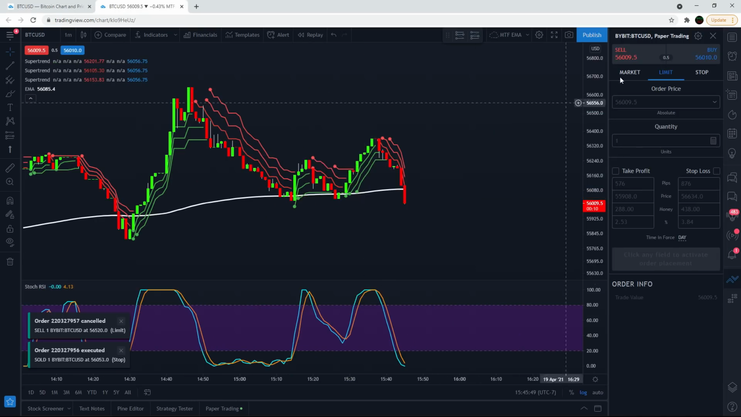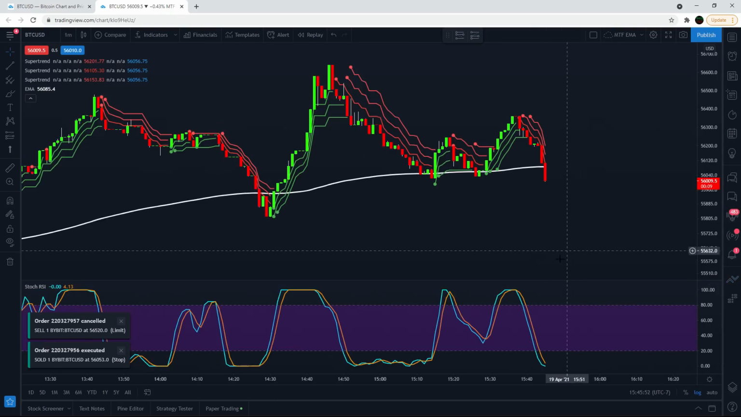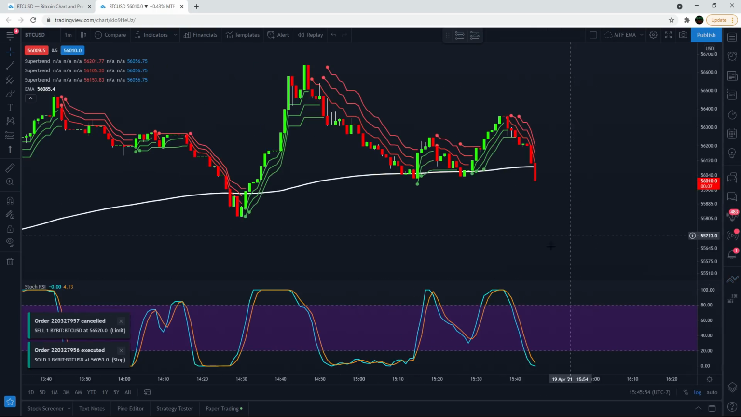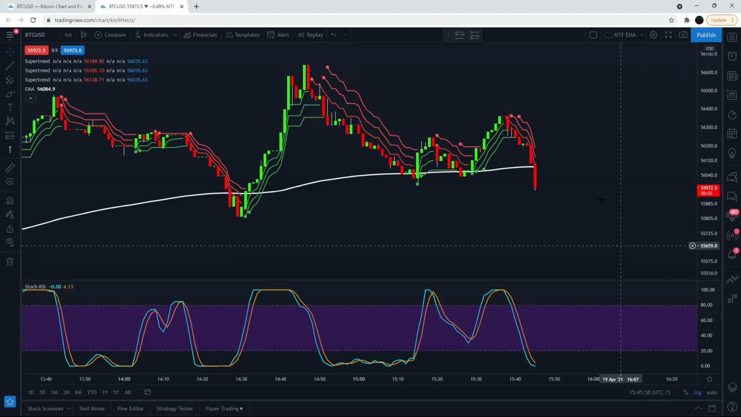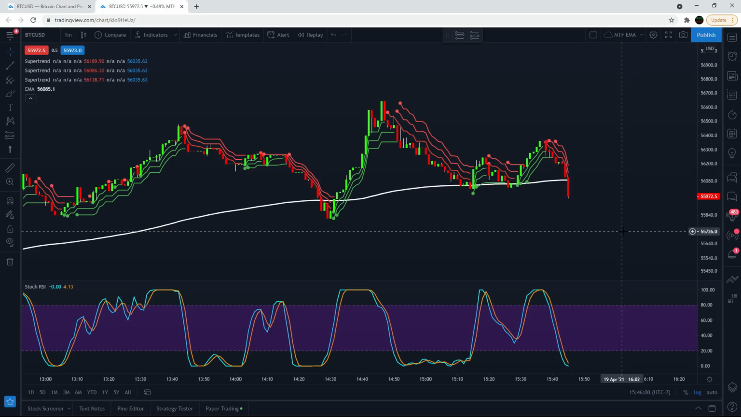As you can see, this one got stopped out and it's on to the next trade. See the position, the account size still doing really well, and we'll look for another one.